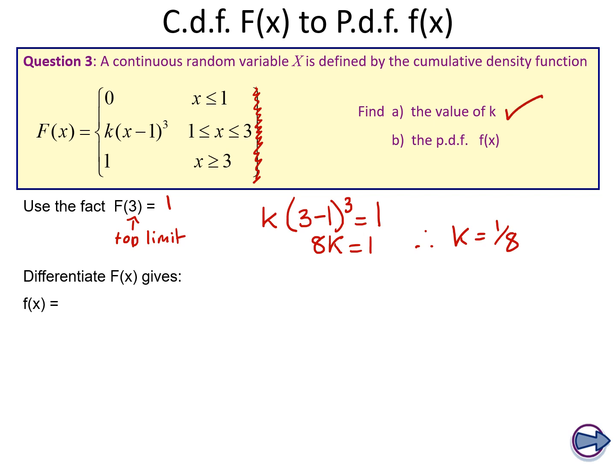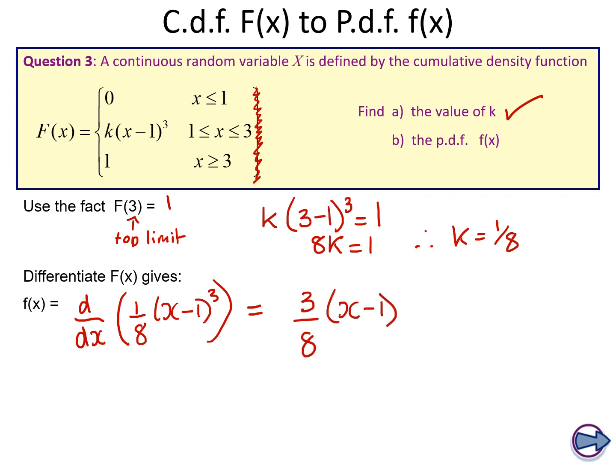Part B, find the PDF. So this time we're going to have to differentiate. So if we differentiate, that's with 1/8 there. So I'm basically doing d dx of this function here, which was 1/8 of (x minus 1) to the 3. So I'm differentiating that, and I will use chain rule, giving 3/8 (x minus 1) whole squared times the differential of the bracket, which is 1.